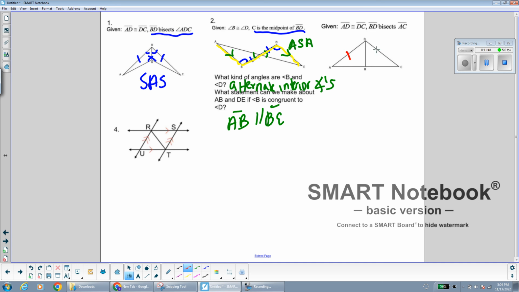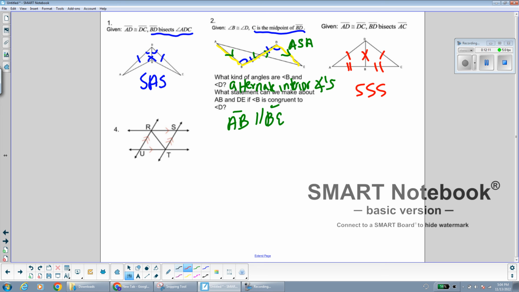Over here, we have AD congruent to DC, and we know that BD bisects AC, meaning it splits it into two congruent parts. Notice the shared side between the two triangles, so it's congruent to itself by the reflexive property. So here we have side, side, side, or SSS to prove these two triangles congruent.